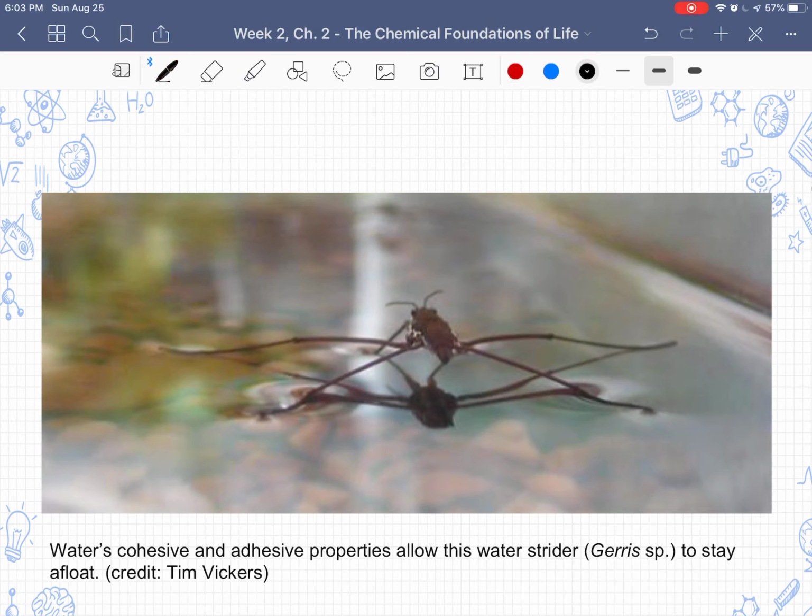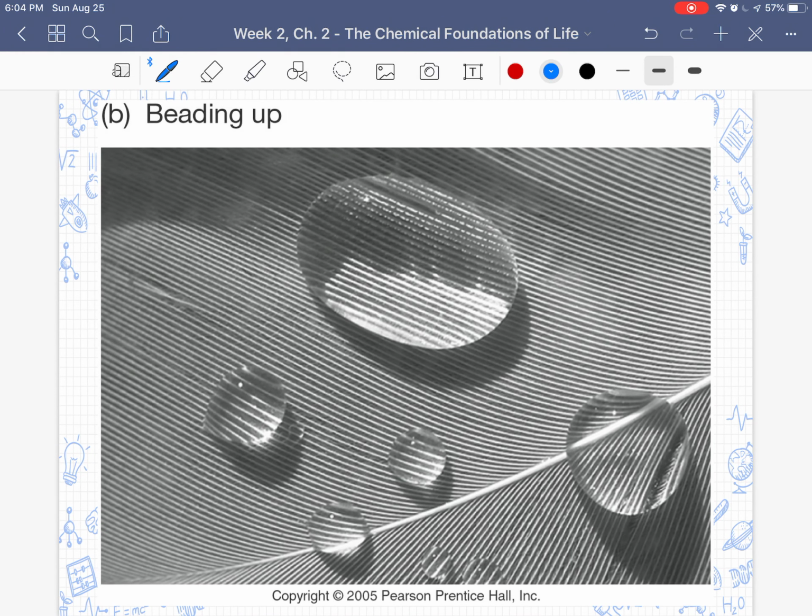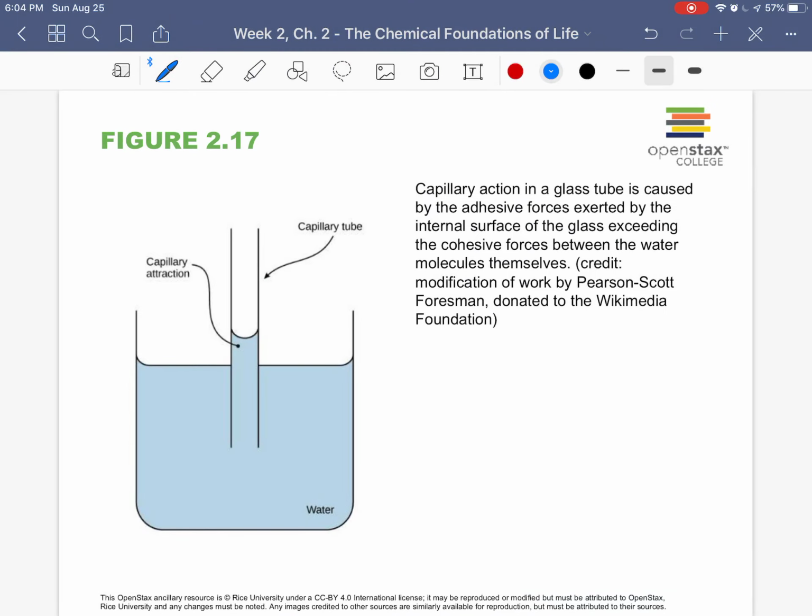So this water strider, the structure of its leg allows it to have a great contact with the surface of the water, and it's able to distribute its force in a way that it doesn't break through the water and it can walk on top of the water. Beading up is another example we talked about earlier. This is water beading up on a feather. So the water droplet itself, the water molecules are attracted to each other through cohesion, and they're staying together in that bead, in that droplet, because of surface tension.